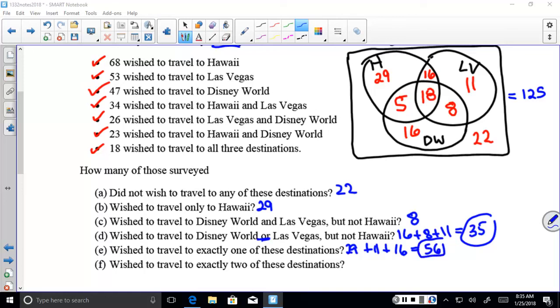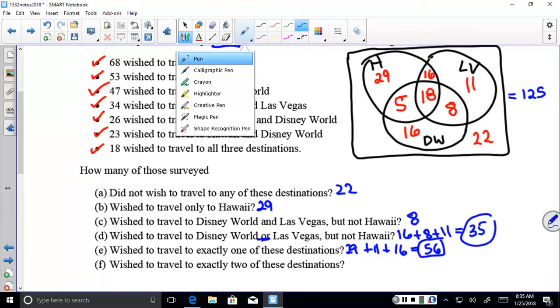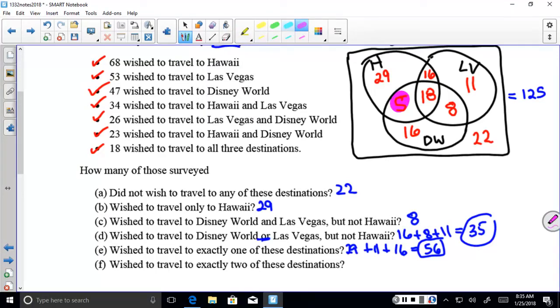Thank you, 56. And then how many wish to travel to exactly two of these destinations? So that'd be those people, or those people. Awesome.